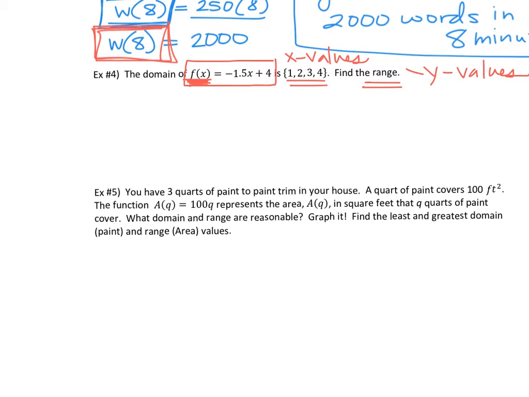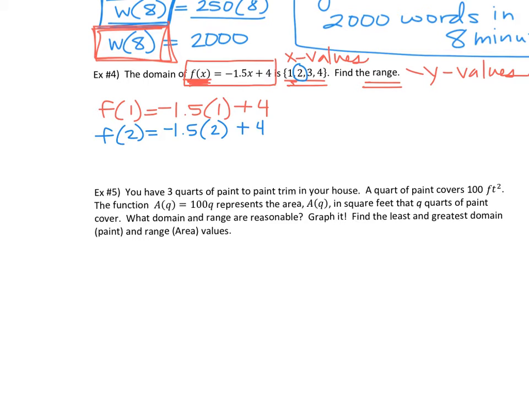So we're going to say f of 1, because that's our first domain value, equals negative 1.5 times 1, because that's what we're plugging in right now, plus 4. Okay, that's the first problem you're going to solve. The second problem you're going to solve is plugging in this 2. So f of 2 equals negative 1.5 times what? 2. That's your x value, plus 4.